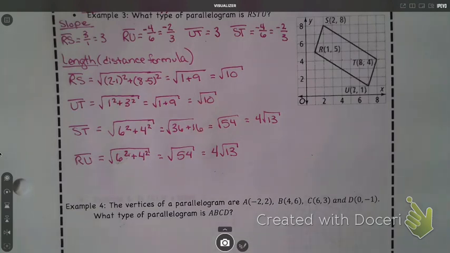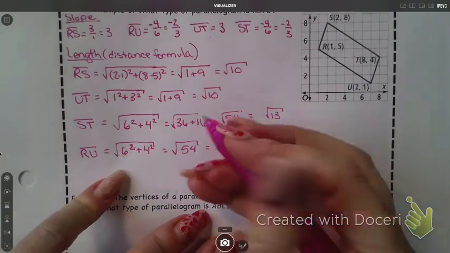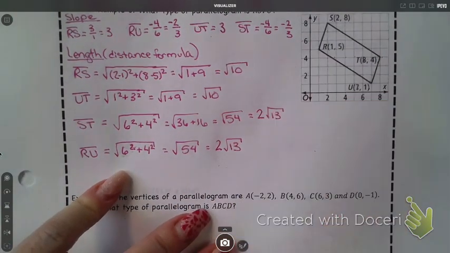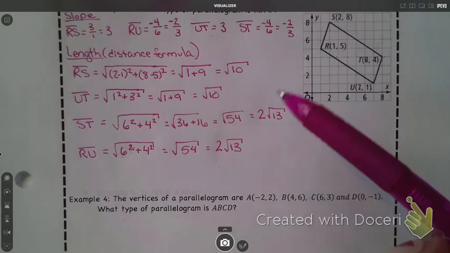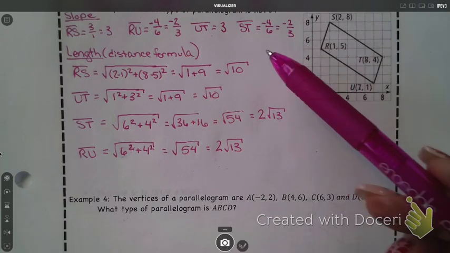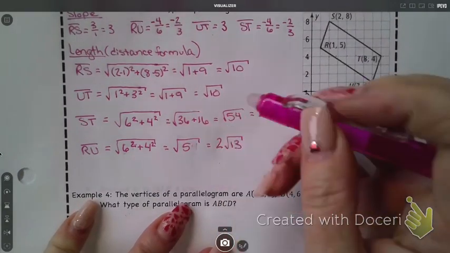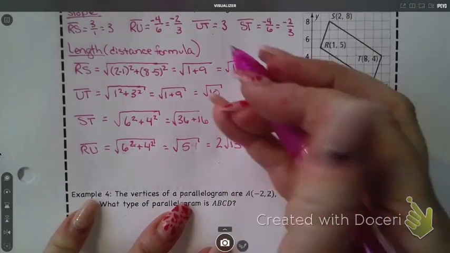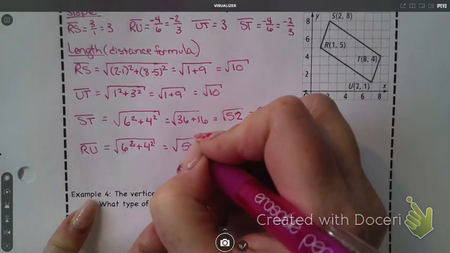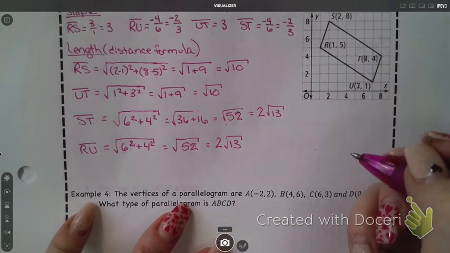Yes. Oh, those shouldn't be 4s. They should be what? 2s. I didn't take the square root, did I? Yes, you're right. Sorry, Shaylee. Thank you for telling me. Okay, so opposite sides are congruent. Well, we didn't have right angles. 36 plus 16 would be 52. That's what I got. It should be 2 square root of 13. We did 52 on the front, got 2 square root of 13, didn't we?